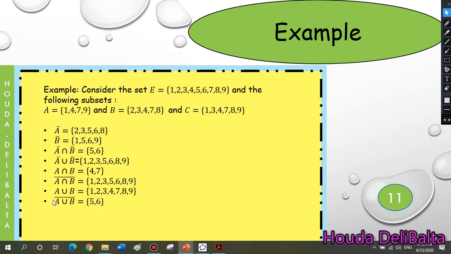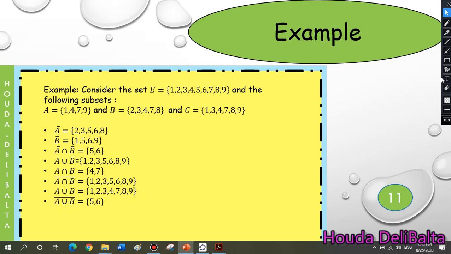While A union B, all of it bar, I'm reading it A union B then bar. So I have to find the complement of A union B. The only missing members or elements are 5 and 6. So A union B bar is the complement of the union.